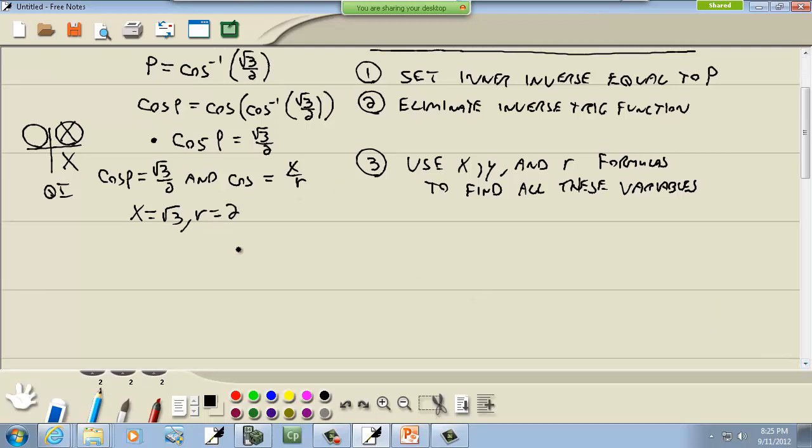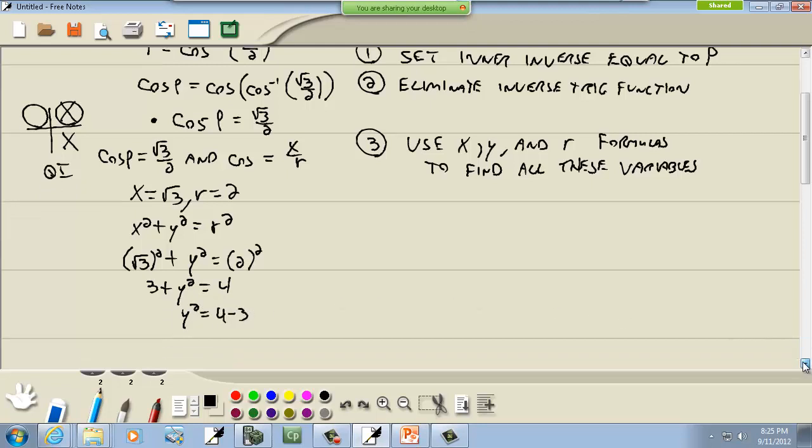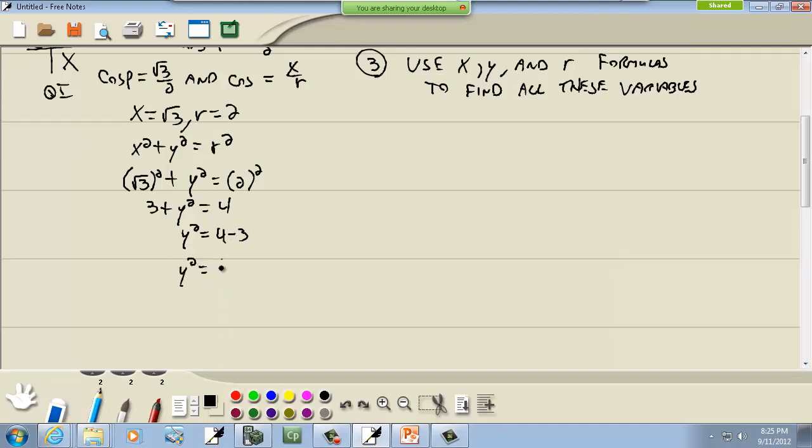Well, we need to find y, so we got x squared plus y squared is equal to r squared. X is the square root of 3. Y squared we don't know. R is 2, so we got 2 squared. So that gives us 3 plus y squared is equal to 4. Take the 3 over, and we get y squared is equal to 1. Drop the squared, put a plus or minus square root around the other side. And we get plus or minus 1. And in that quadrant, y is positive in quadrant 1.